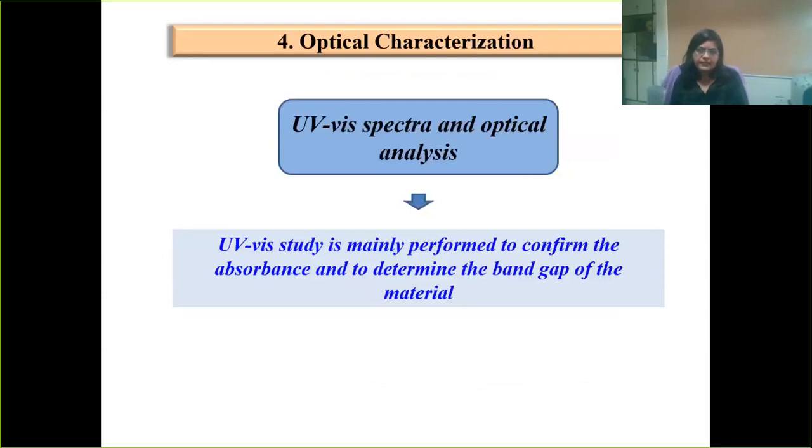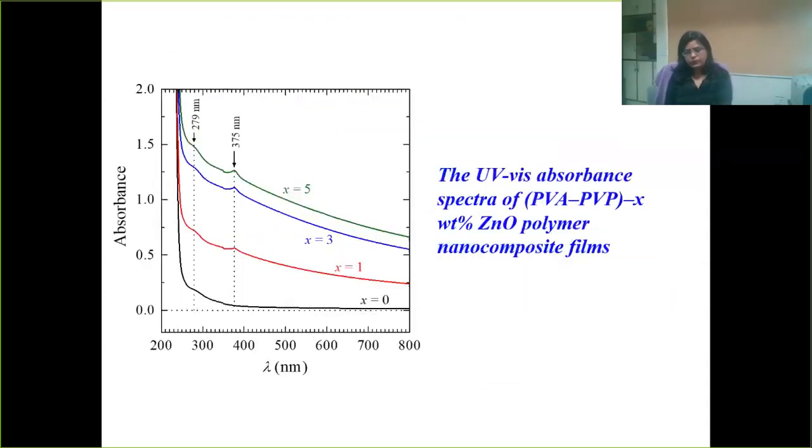For optical characterization, I have performed luminescence spectra and optical analysis. Besides these characterizations, I have performed FTIR, DSC thermograms, and other techniques in my research work. So here I am going to complete my presentation. I just tried to give a brief introduction about my research area. Thank you, sir.